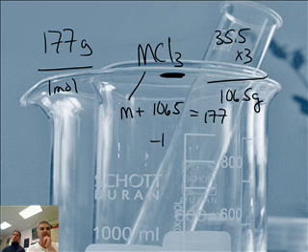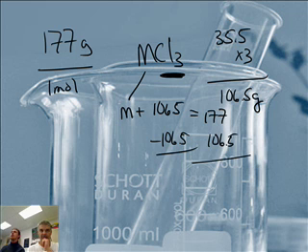we could subtract 106.5 from both sides, and we get 70.5. 70.5 is the molar mass, the grams in 1 mole of the metal.